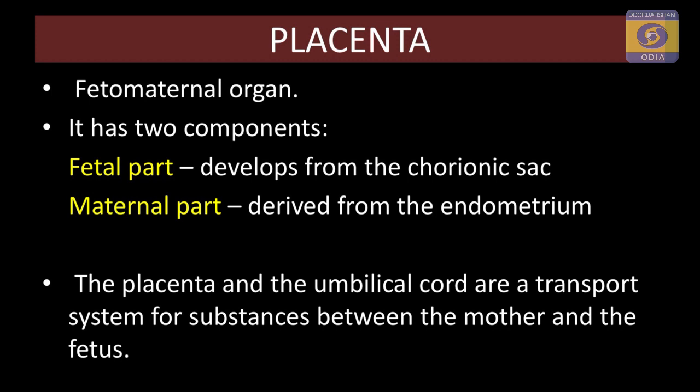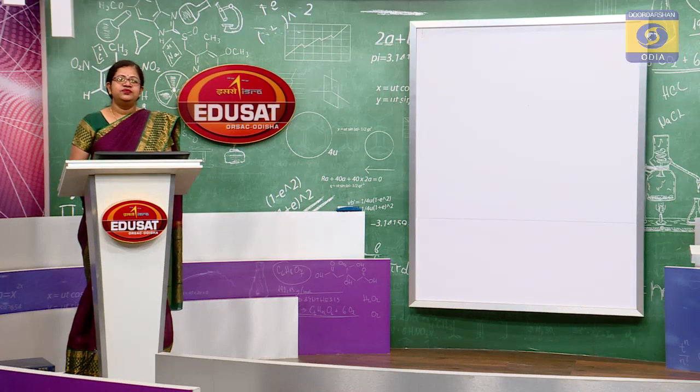Now, it consists of parts from the fetus as well as the maternal endometrial lining. It has two components, the fetal part and the maternal part. The fetal part develops from the chorionic sac and the maternal part is derived from the endometrium. The placenta and the umbilical cord act like a transport system for the substances between the mother and the fetus. Now, what are the functions of this placenta?